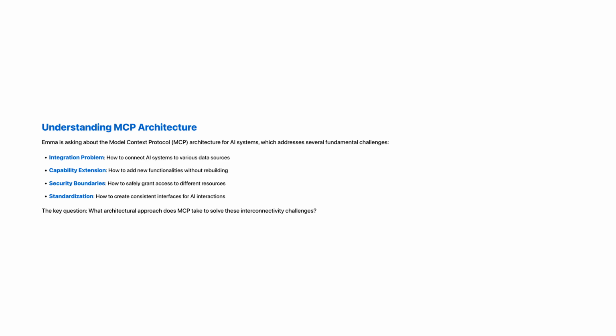So, Alex, I've been reading about this model context protocol thing for AI systems, and I'm trying to wrap my head around the architecture. It seems like it's solving some fundamental problems with how AI tools access information, but I'm not quite seeing the big picture yet. How would you explain what MCP architecture actually is to someone who understands AI, but not necessarily system design?